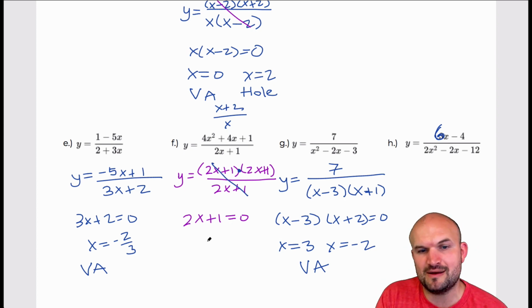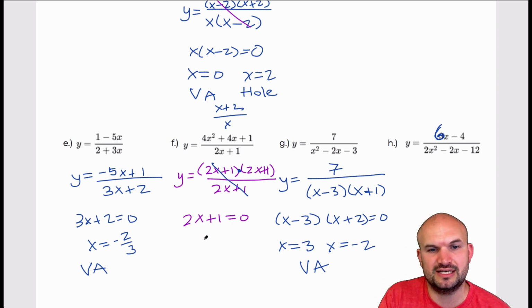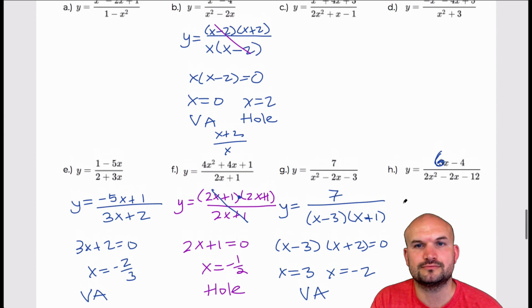Now I just solve to find my inequality, which in this case is subtract the 1, divide by 2, which is negative 1/2. And that becomes a hole.